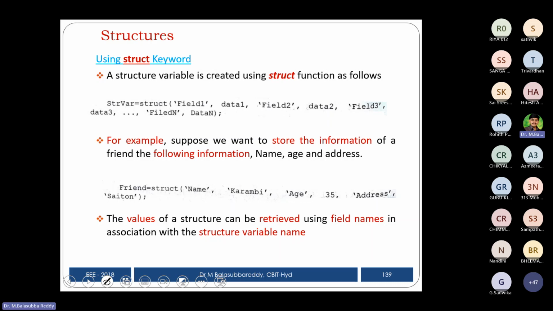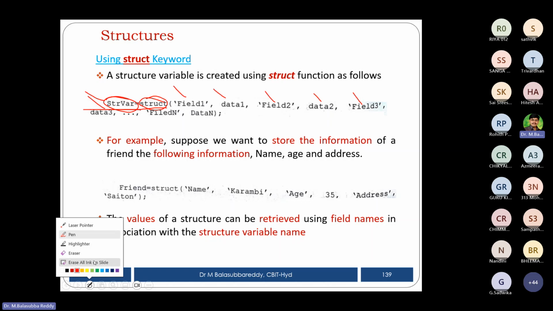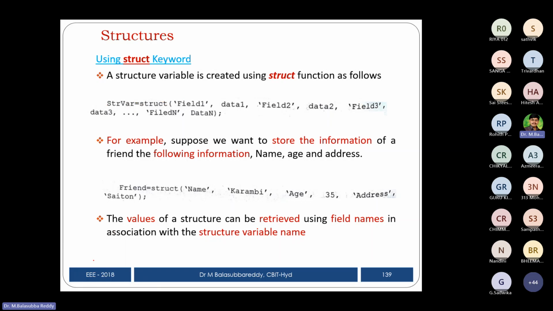Then a structure is one variable. Now we can see I used struct as a variable. You can assign any other variable name to that; this is simply a name, but struct must be a keyword. Struct is a keyword. What we have to do is field 1 with corresponding data, field 2 with corresponding data, field 3 with corresponding data, and so on. We have to represent all the fields with the specified data.